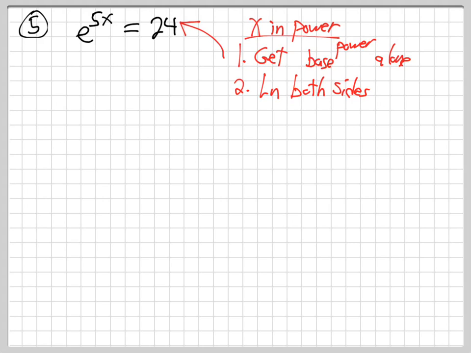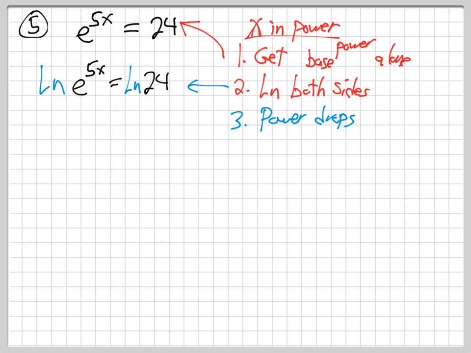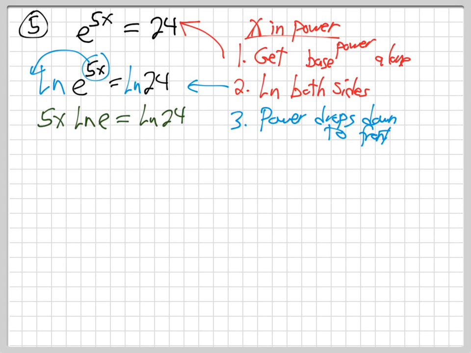So let's do it. On this one, let's rewrite this thing here. Okay, so we have e to the 5x is 24, and what are we going to do? ln both sides, because logs are the opposites of powers. Then step 3, the power drops down to the front. So that power is going to drop down to the front. Now we're going to have 5x ln e is ln 24.